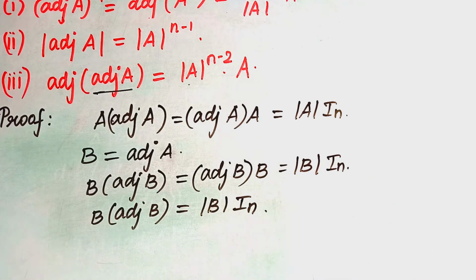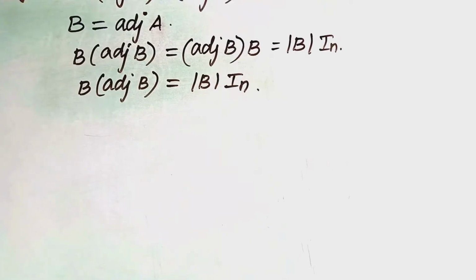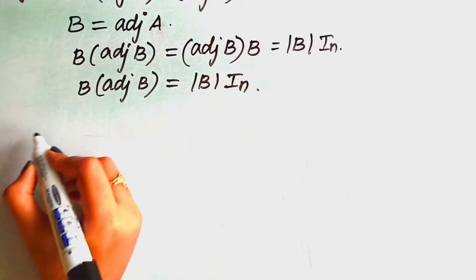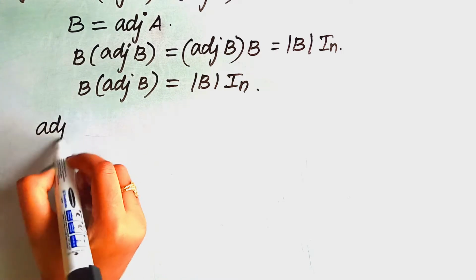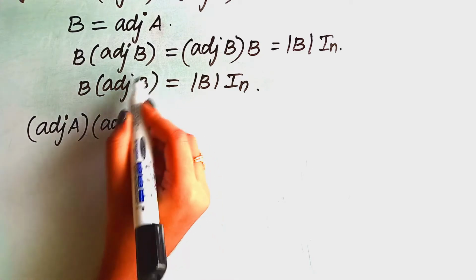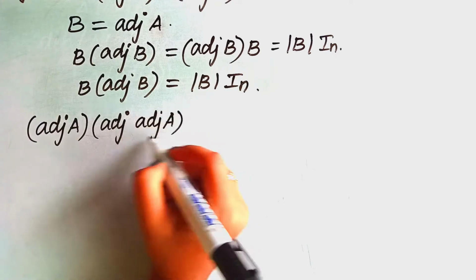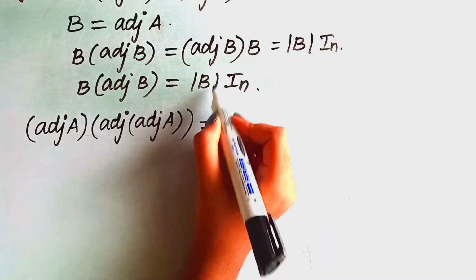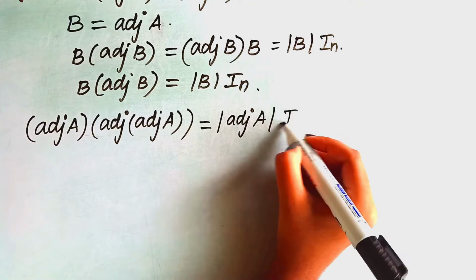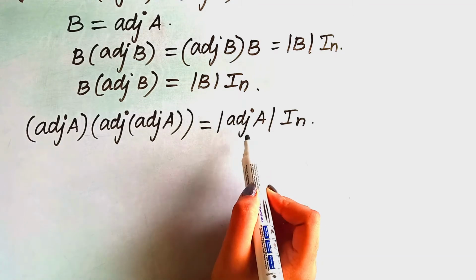Now we know the value of B, right? What's the value of B? The value of B is adjoint A. So let's substitute that. In the place of B, we are going to substitute adjoint A. So here there is a B, so you have to substitute adjoint A here, and then adjoint, here there is another B. In the place of B, you have to substitute adjoint A. Okay, now is equal to, here there is another B, so you have to substitute adjoint A and then In. Right. Now, here you can see there is a determinant of adjoint A.